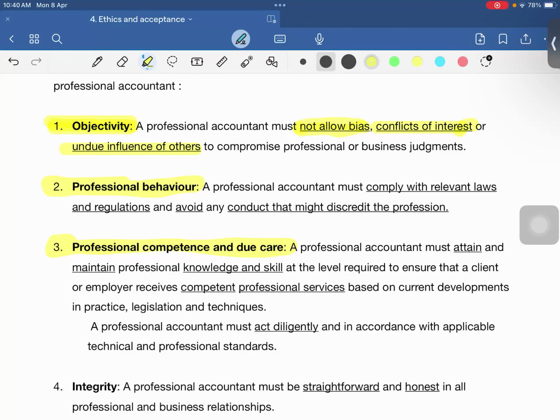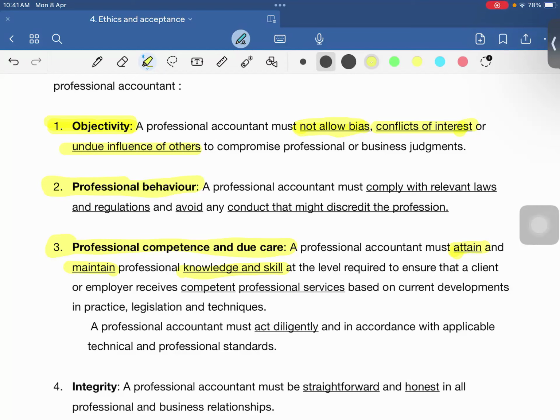Hence, as a fundamental principle, ACCA tells you to timely adapt yourself to the changes that are happening in the ACCA profession. So if a rule has changed, he has to look into that rule. If an IAS or IFRS has changed, he has to look into it. He must attain and maintain all the knowledge and skill that are required to keep him up to date with the profession.